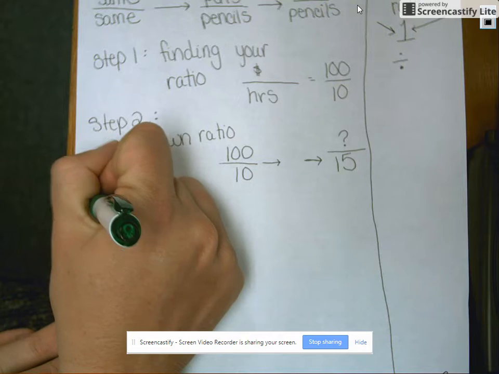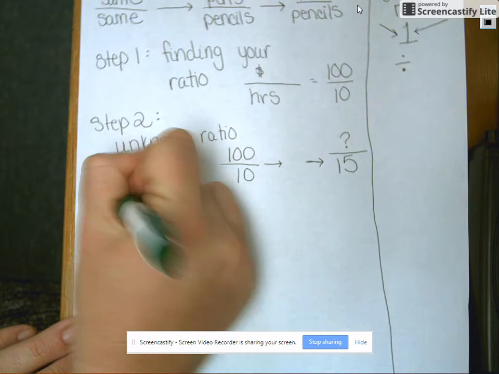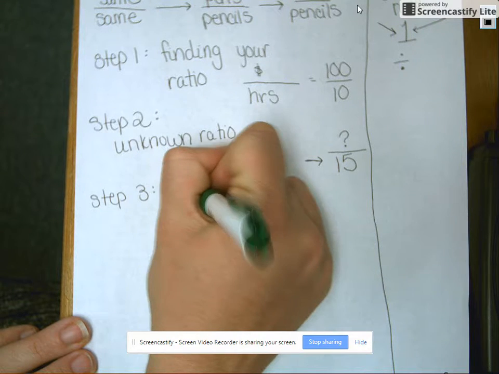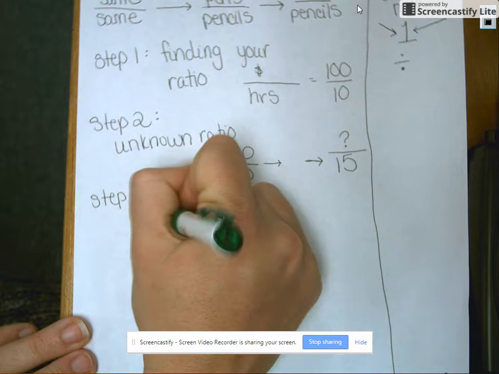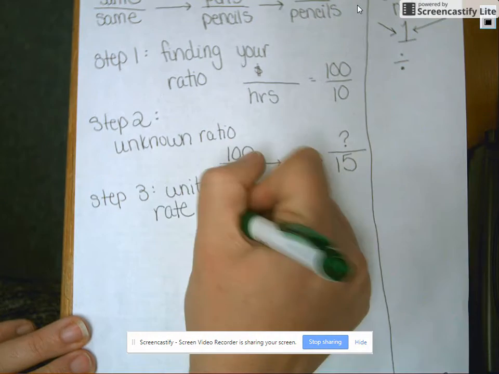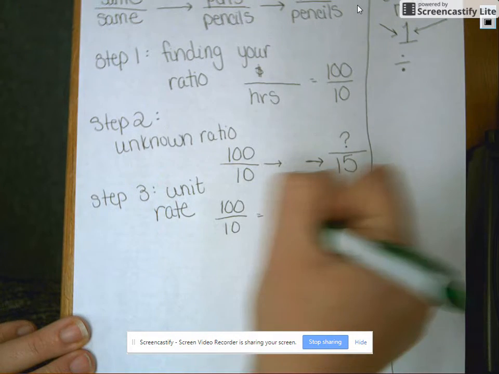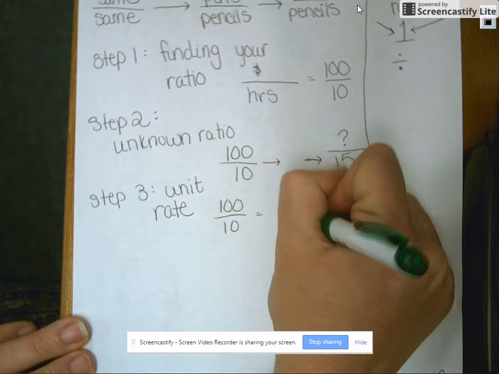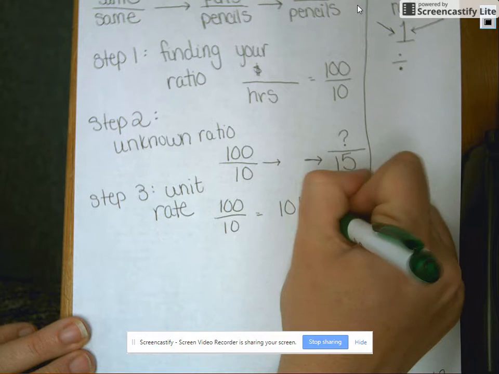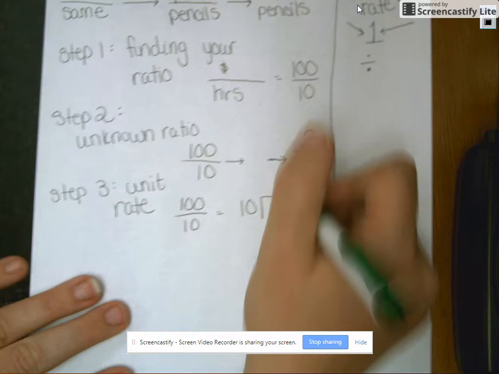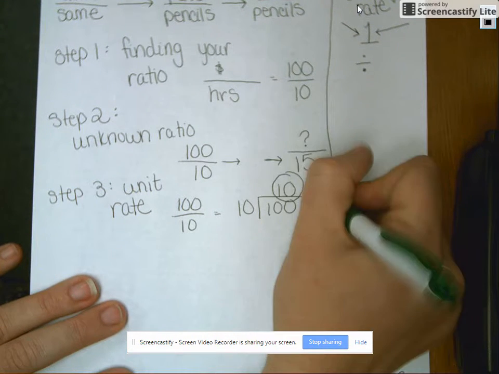Okay, step 3. Now we need to find the unit rate. Okay, and remember, we know this ratio, and we find the unit rate by dividing. So I would see how many times does 10 go into 100. And of course, we know that 10 times 10 is 100. And so the answer 10 is the unit rate.